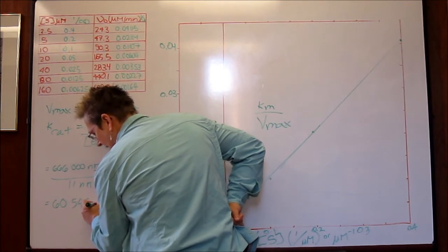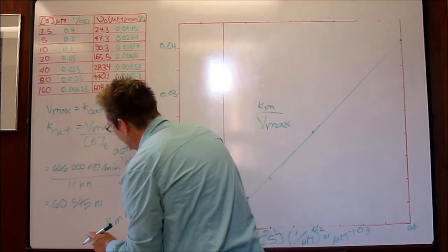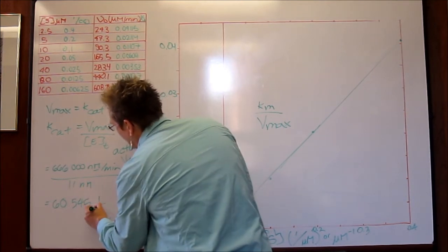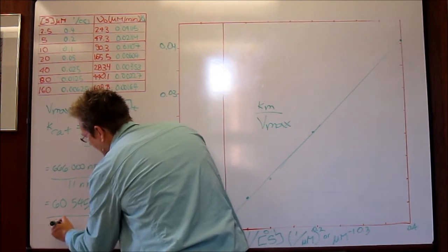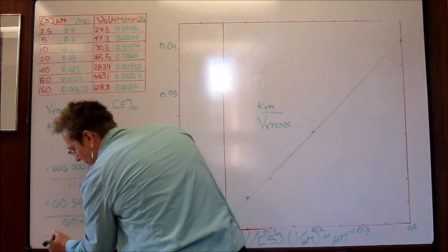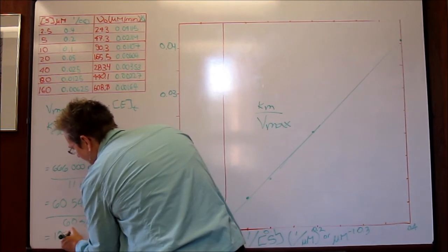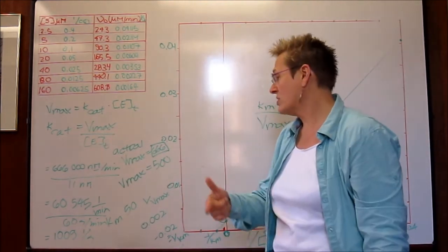60,545, nanomolar, or no, 1 over minutes, sorry, cancels, 1 over minutes. If I want to make that into seconds, I have to divide this by 60 seconds per minute, and I will end up with a turnover number of 1,009 1 over seconds. So 1,009 turnovers per second.